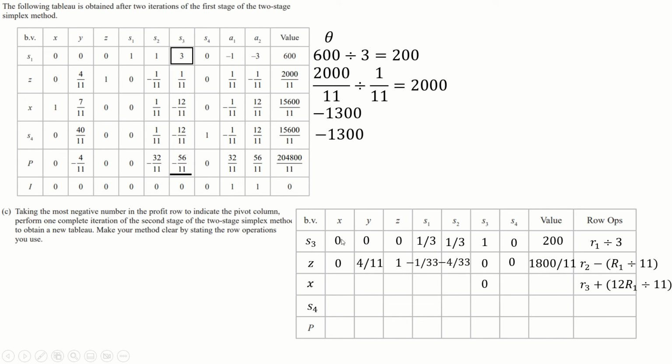0 take away 0 is still 0. Oh, sorry, 1. Sorry, 1 take away some amount of 0 is still 1. 7/11ths take away some amount of 0 is still 7/11ths. 0, 0 is all good, so that's still 0. Next, more complicated one, I think, is it this 0 add in 12 elevenths of that, I guess? Is that what happened there? S1, yeah, sure.